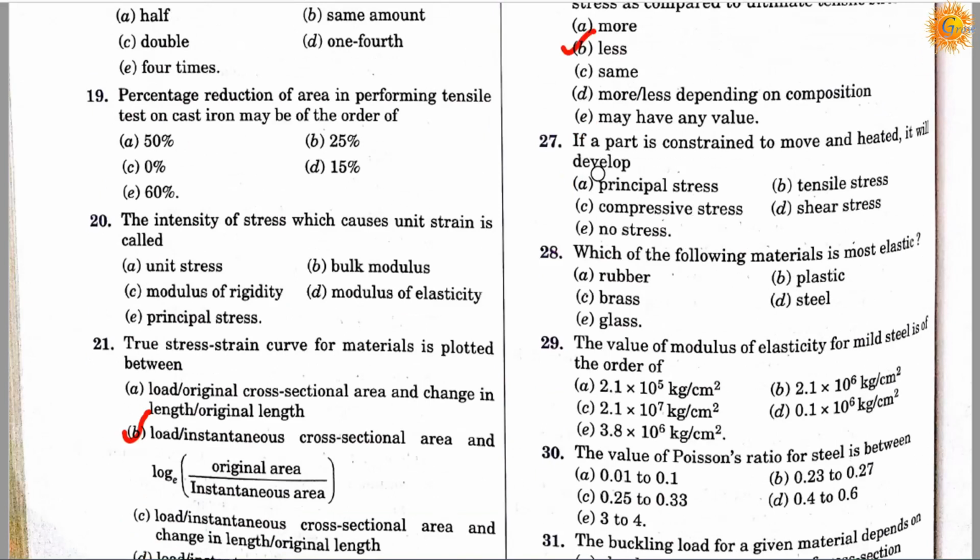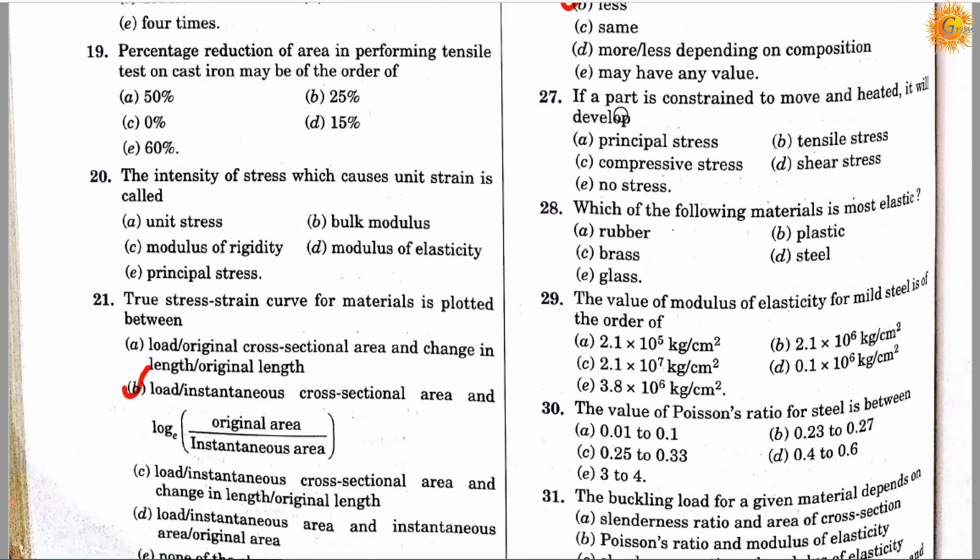Question number 27. If a part is constrained to move and heated, it will develop: option A, principal stress; option B, tensile stress; option C, compressive stress; option D, shear stress; and option E, no stress. So correct answer is C, it will be compressive stress.